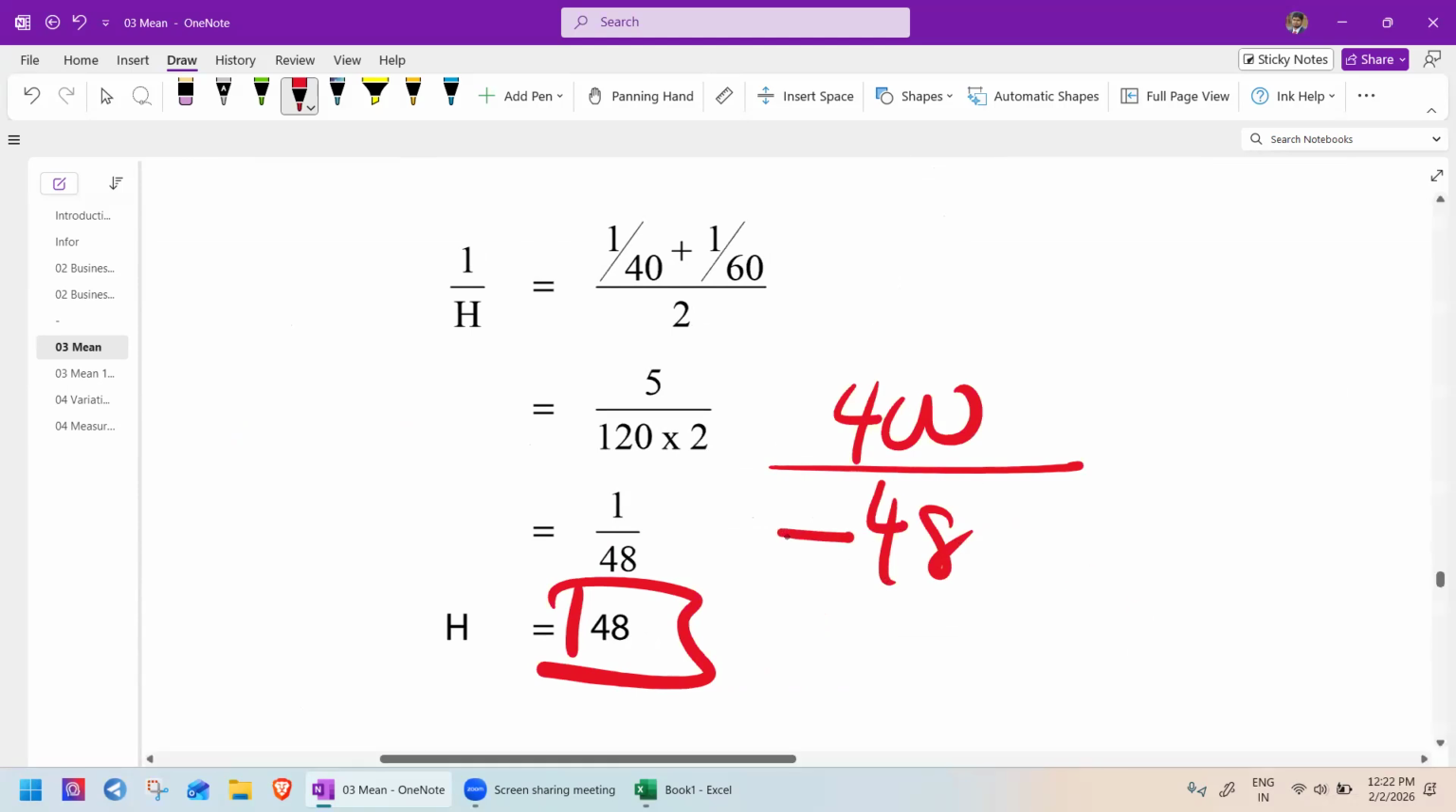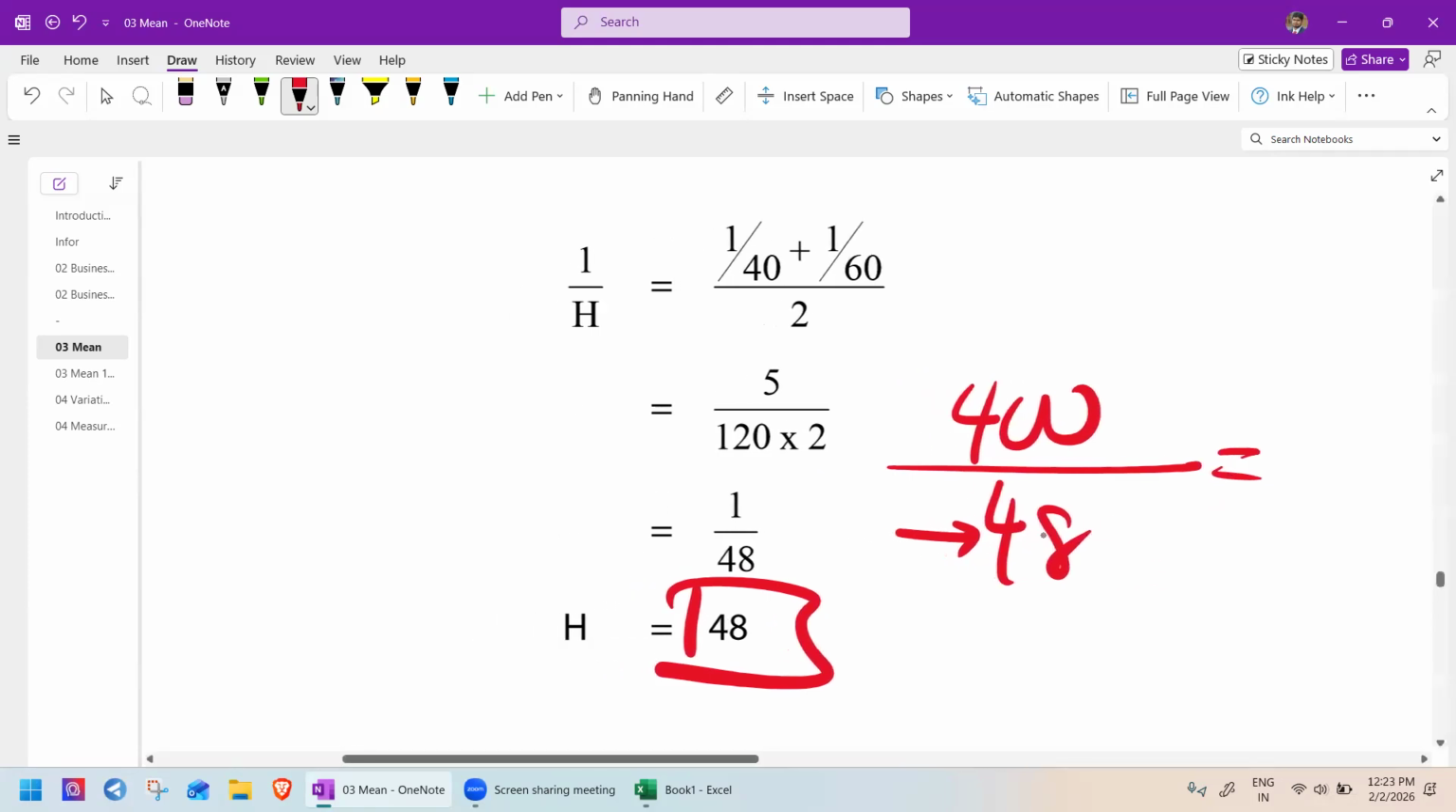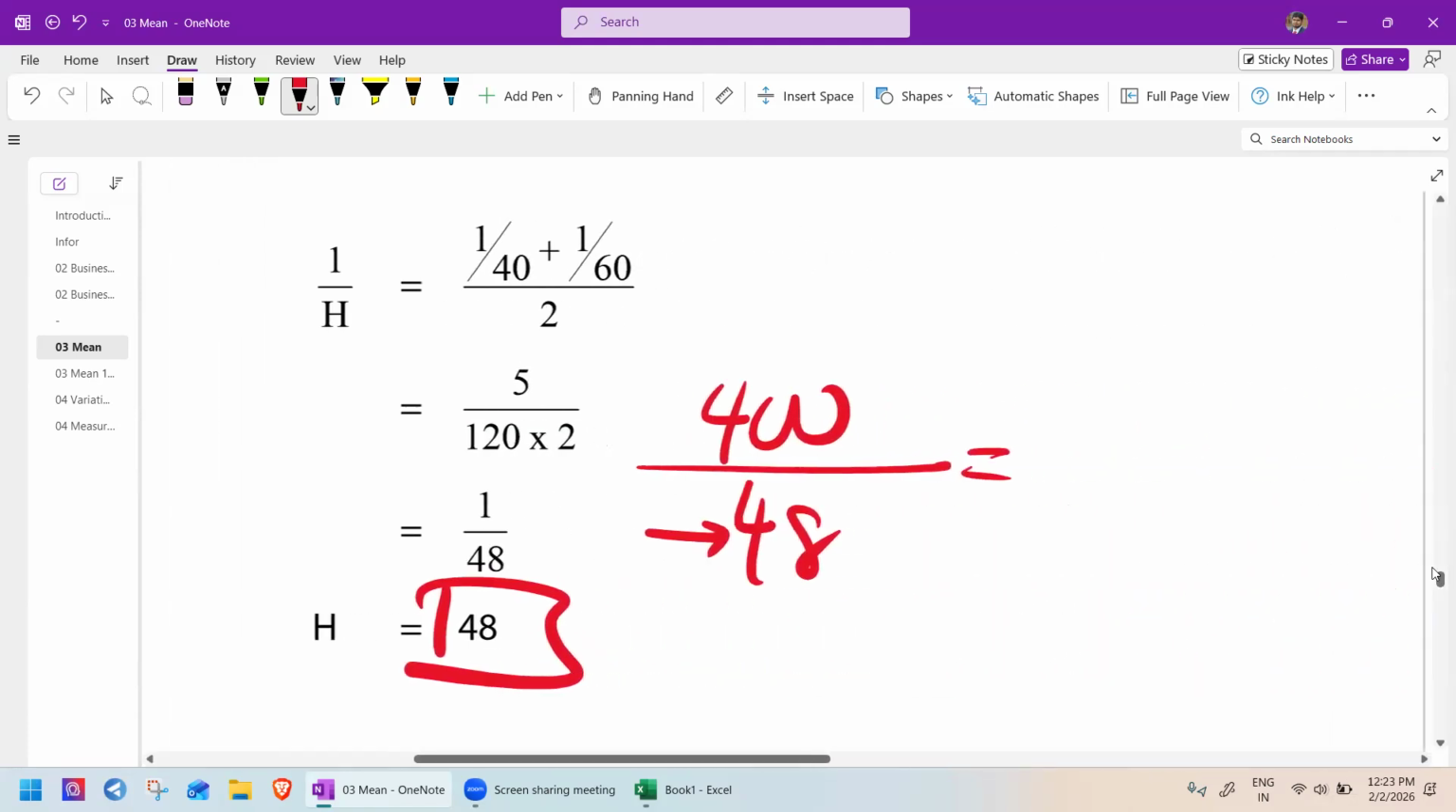The average cost per box is how much? 48. Then how many boxes did he purchase? We can easily find it this way: 8 point something. Okay, this is about the harmonic mean.